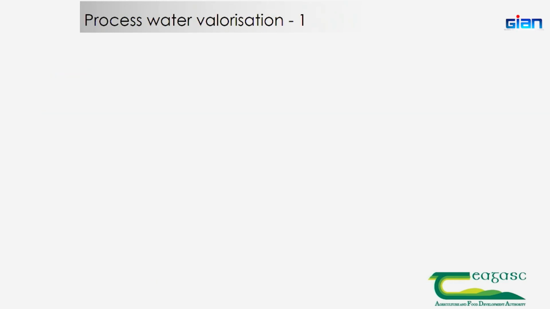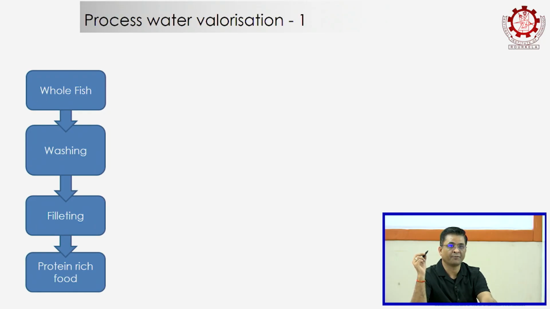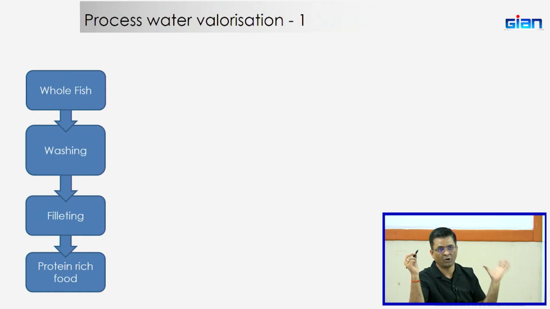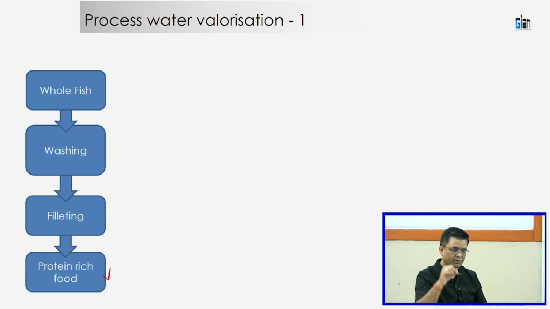Then another technique, coming back to the fish: once aquaculture fish is processed, you have a whole fish. This is pretty much the process line for fish. Your whole fish, you wash it, you freeze it, you thaw it, you do filleting and you get your food product, right? Simple process.